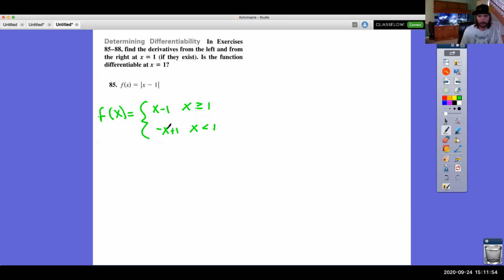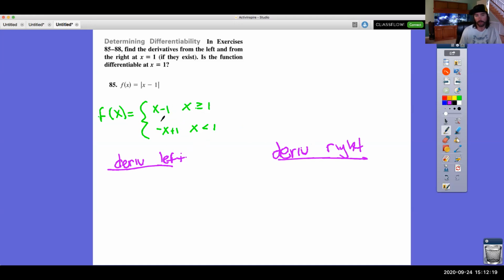You could do your limit definition for these, but I'm not going to. I'm going to save some time. So I need to know the derivative from the left and then the derivative from the right. The reason I'm not going to do that is because it takes too much time. I just mentioned twice that these are two linear functions, and linear functions have the same derivative everywhere. Like if you were to graph the absolute value of x minus 1, it's a v shifted to the right one.